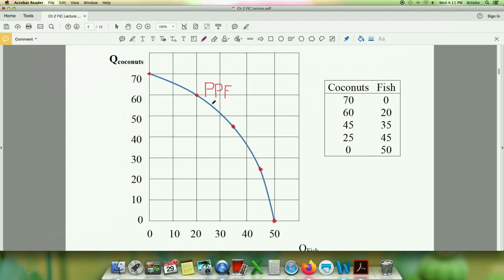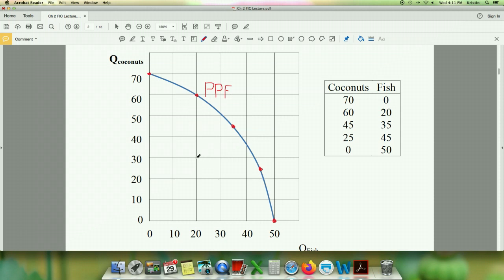Okay, so it's showing the limit to what the economy can produce. If the economy tried to produce, say, a combination out here, 50 coconuts and 50 fish, that would not be possible. They don't have enough resources. So any point outside of the curve is not possible. This is the maximum or the limit to what they can produce.